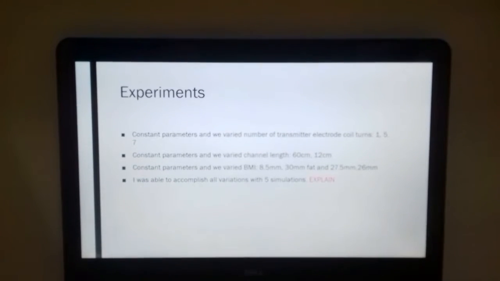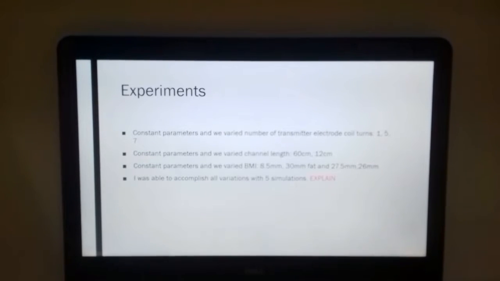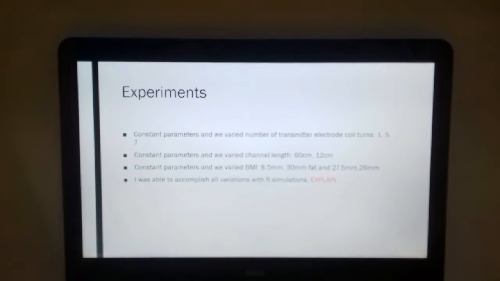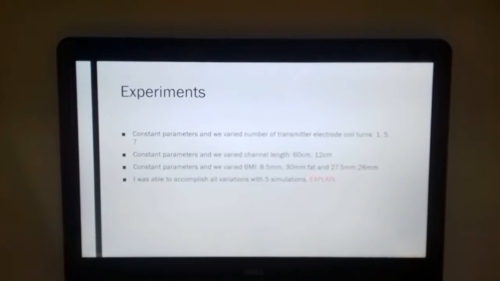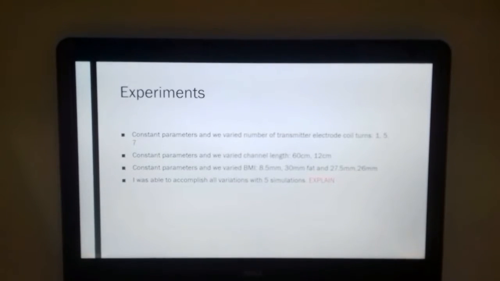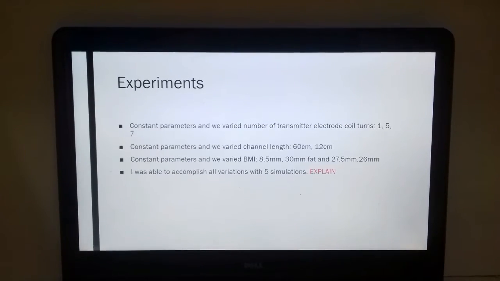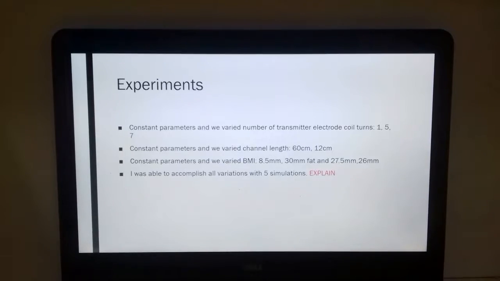Right, so for the parameters, we varied the number of turns. We used 1 turn, 5 turns, and 7 turns. For the channel length, we used 60 centimeters and 12 centimeters, and for the BMI, we increased the amount of fat we used in the model and reduced the muscle mass by a little. We were able to accomplish this using 5 simulations in total. With the 5 simulations, we were able to make all the relevant calculations.